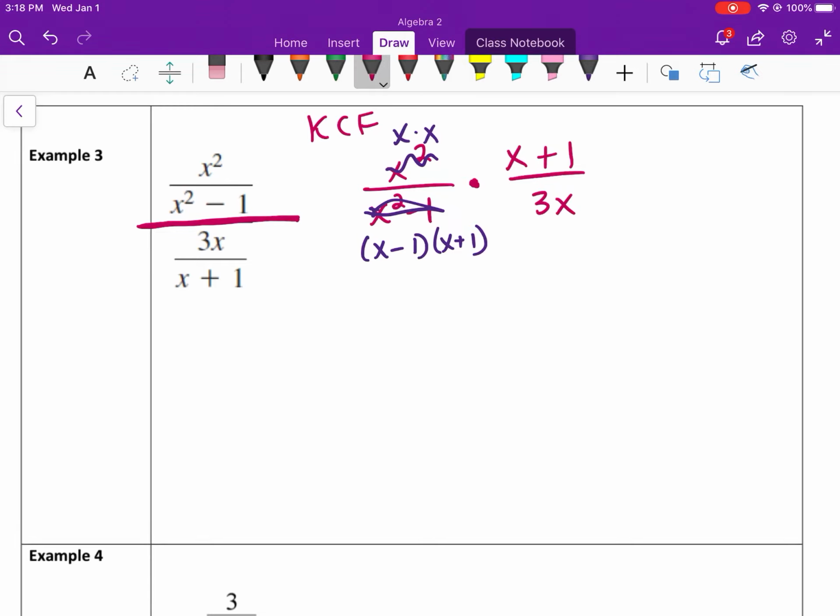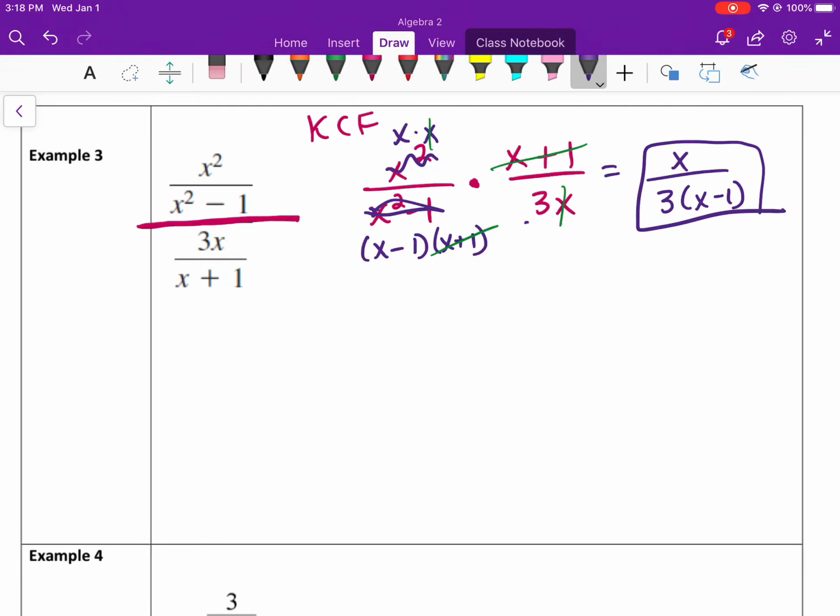And then I can divide out an x here with this x up here, and an x plus 1 with this x plus 1. So on the top, that leaves me with an x. And on the bottom, it leaves me with a 3 and an x minus 1. Or x and 3x minus 3, either one.